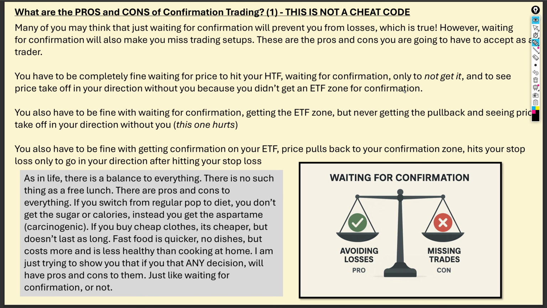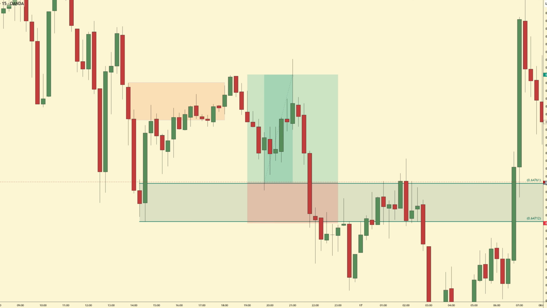You have to be completely fine with waiting literally 3 days for your higher time frame zone to be hit, and just simply not getting the confirmation. If you don't have that patience, and when price hits your zone, you don't even get it after waiting 3 days, if you can't deal with that, you really got to work on your trading psychology. So you also have to be fine with waiting for confirmation, getting entry time frame zone, but never getting the pullback, right? So going back again to this chart, you guys know we did get that pullback.